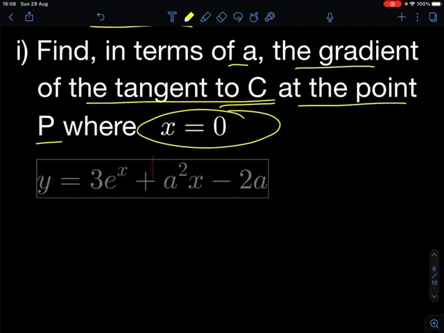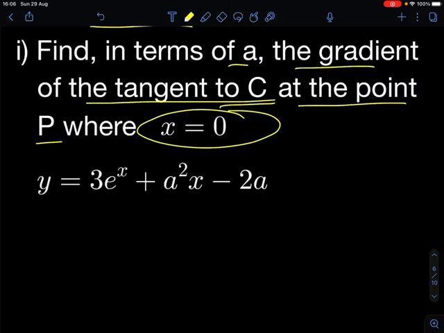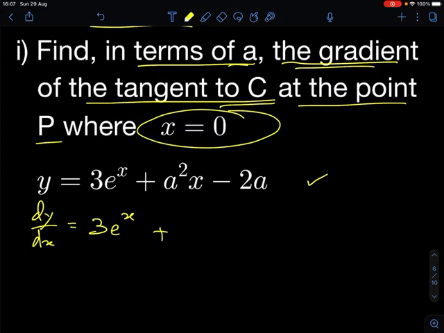Alright, put it nicely here. So let's get going. For the differentiation, find in terms of a the gradient of the tangent. The gradient of the tangent is obviously the differentiation of your curve. So your dy/dx will be 3e to the power of x plus a squared, because a squared x is to the power of 1, so when we differentiate, the x is gone.